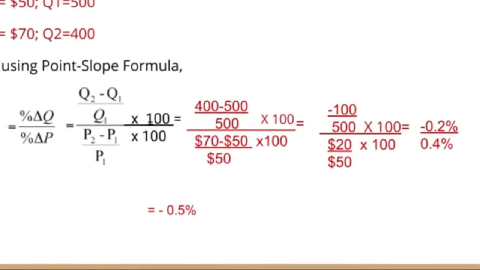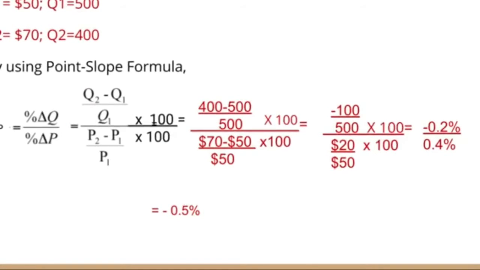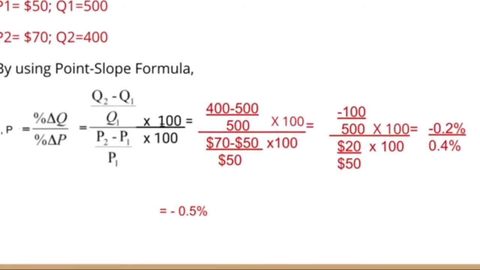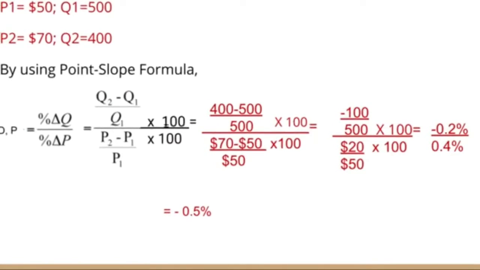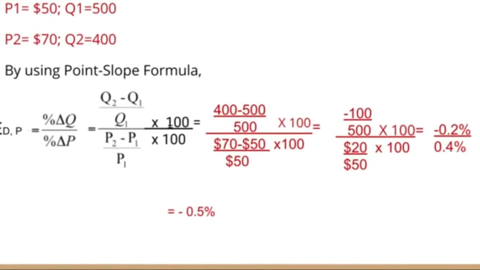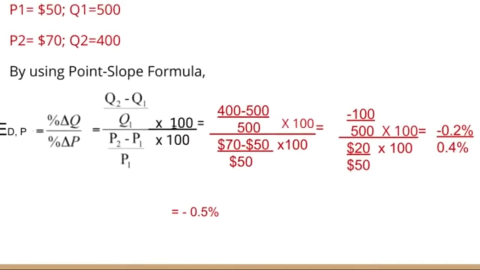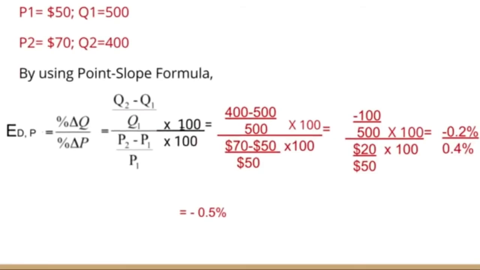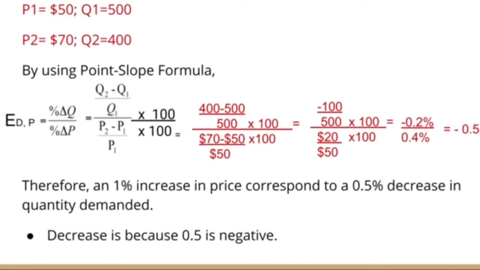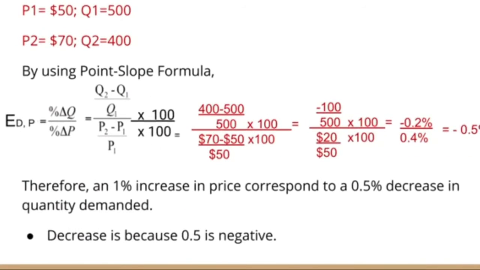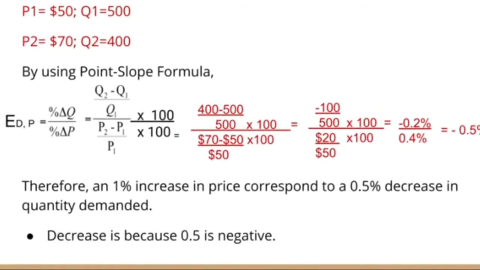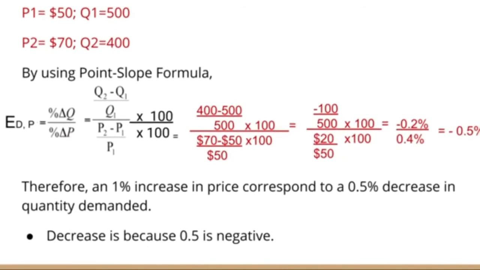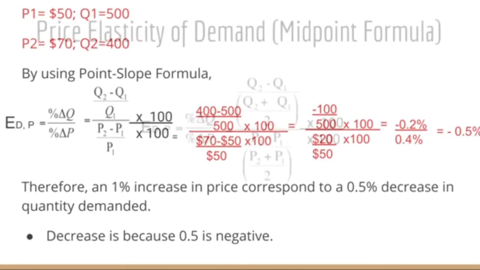By using the point slope formula, we use 400 (Q2) minus 500 (Q1) over 500, which is Q1, divided by $70 (P2) minus $50 (P1) over $50. The final answer is negative 0.5. Therefore, a 1% increase in price corresponds to a 0.5% decrease in quantity demanded, and it is a decrease because 0.5 is negative.